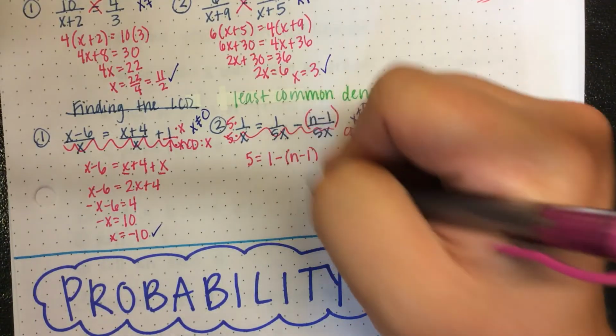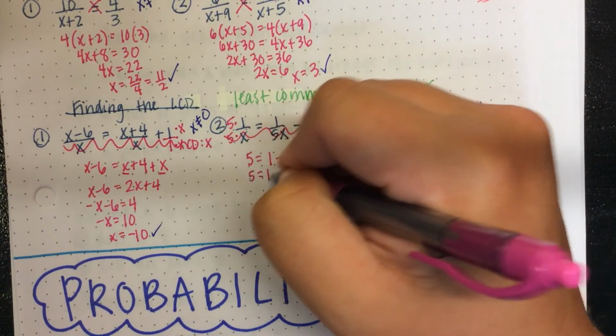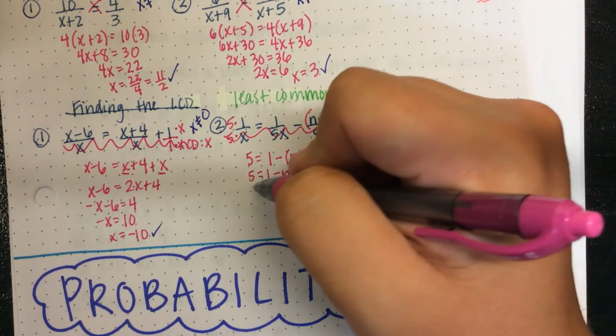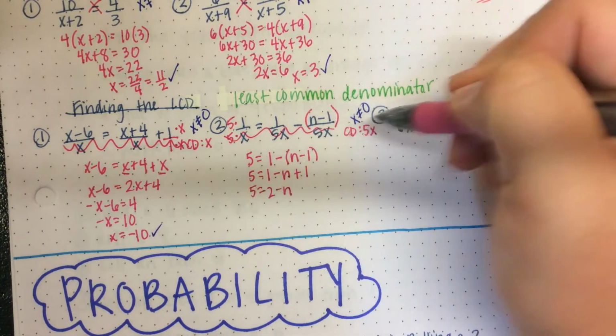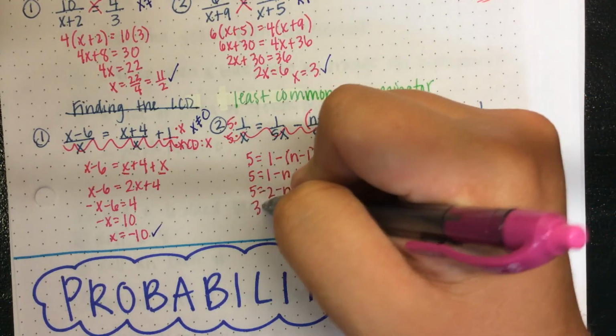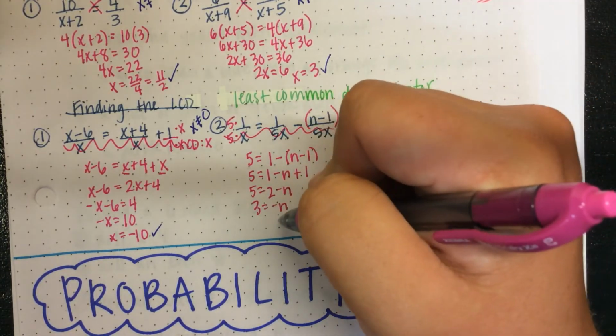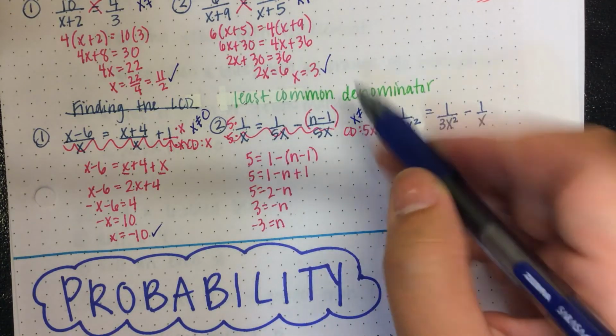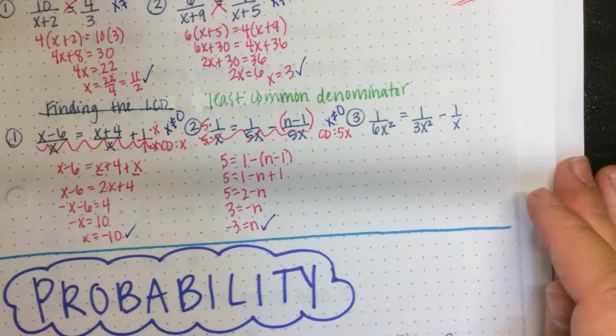All right, I'm going to start by distributing that negative. So 5 equals 1 minus n plus 1. 1 plus 1 is 2. So we have 2 minus n. Subtract the 2 over. 3 equals negative n. Divide by negative 1, and we get negative 3. Not 0, so it's good.